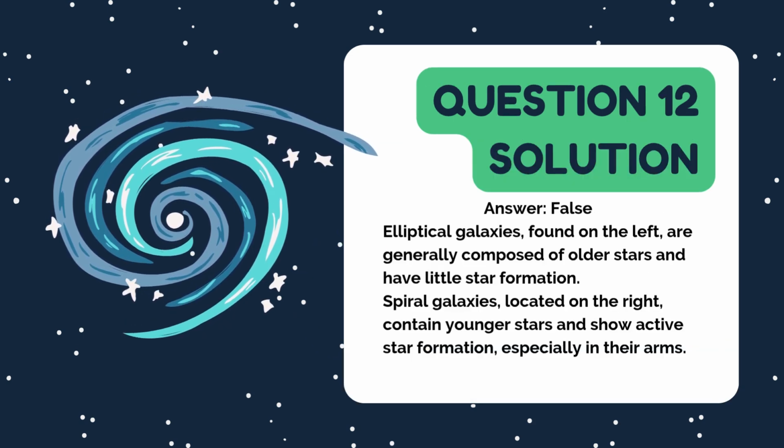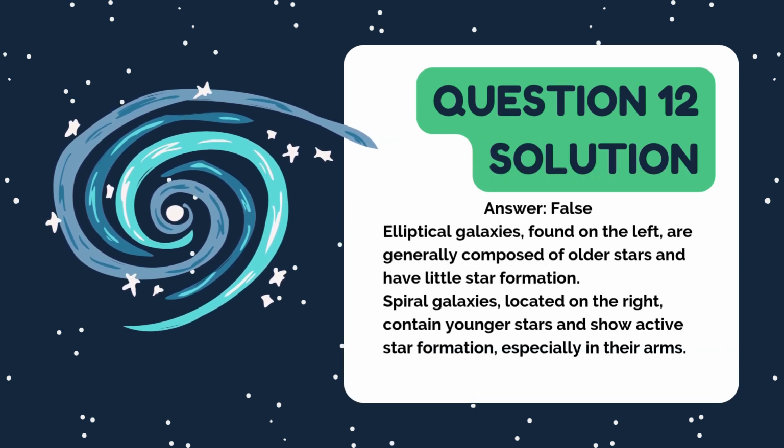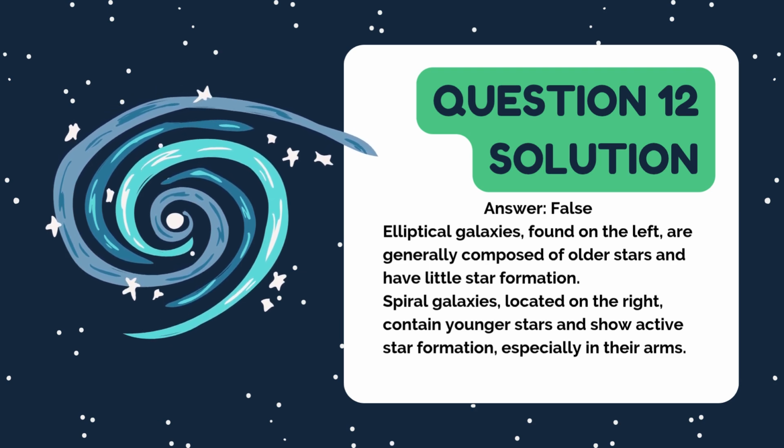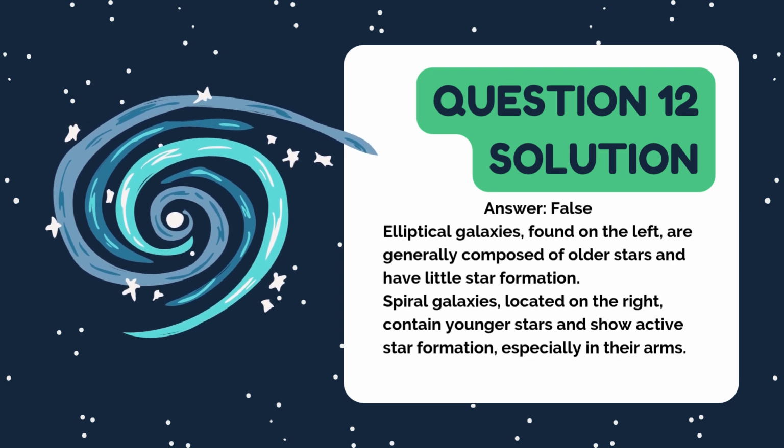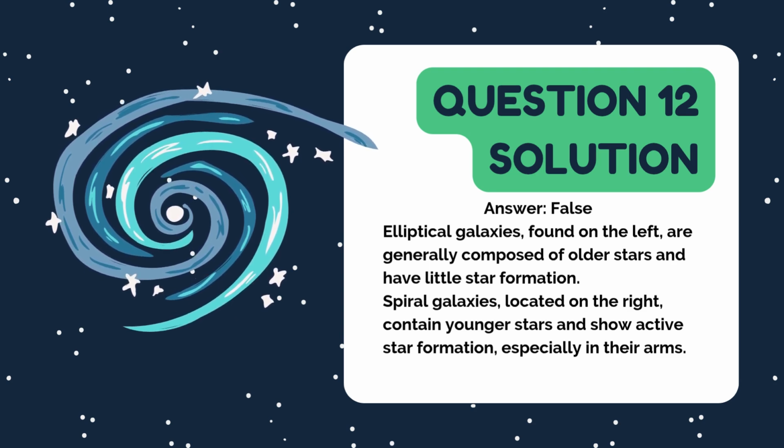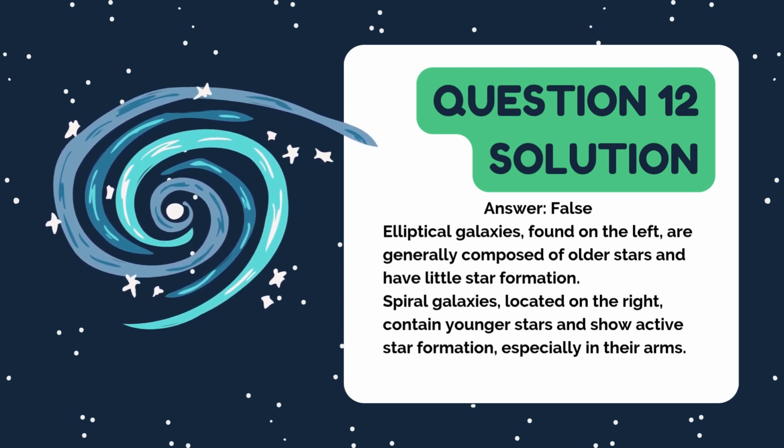The correct choice is false. Elliptical galaxies, found on the left, are generally composed of older stars and have little star formation. Spiral galaxies, located on the right, contain younger stars and show active star formation, especially in their arms.